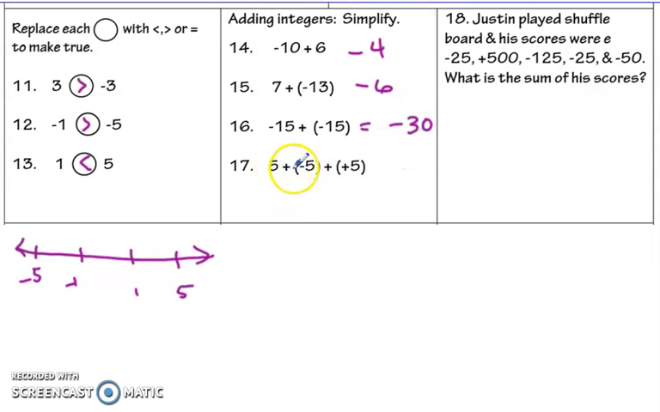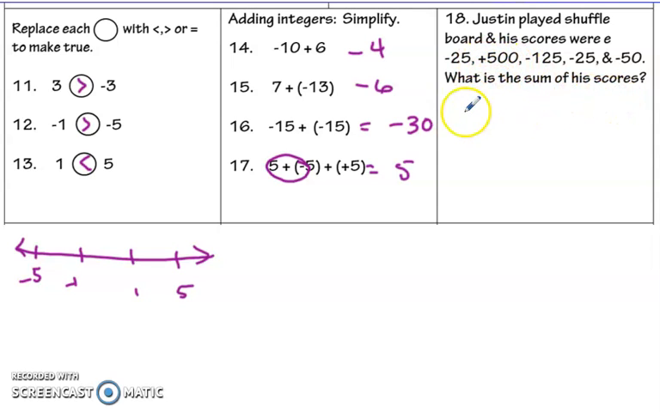Okay, notice that this right here is the adding inverse property, where you got a positive plus a negative of the same exact value, so that should equal 0, right? Plus 5, so that's going to equal just 5. Okay, Justin played shuffleboard, and his scores were this. Okay, we got a whole bunch of negatives here, I see, and a positive. What is the sum of his scores?